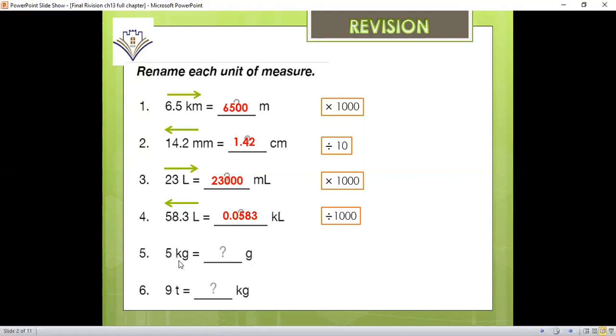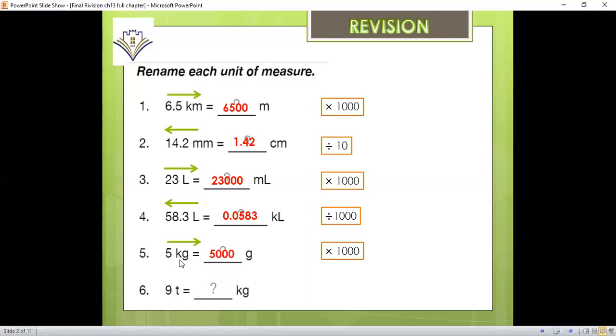Number 5: 5 kilograms is equal to dots grams. Now we need to rename larger unit as smaller unit. Then we should multiply by 1000. Why? Because 1 kilogram is equal to 1000 grams. Then move to the right. Then the answer is 5 multiplied by 1000 equals 5000.